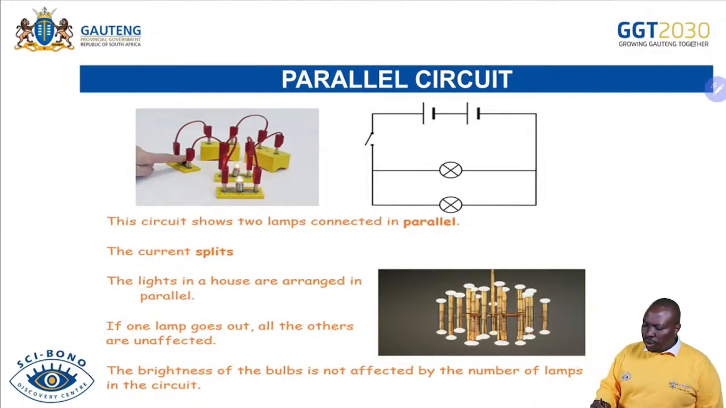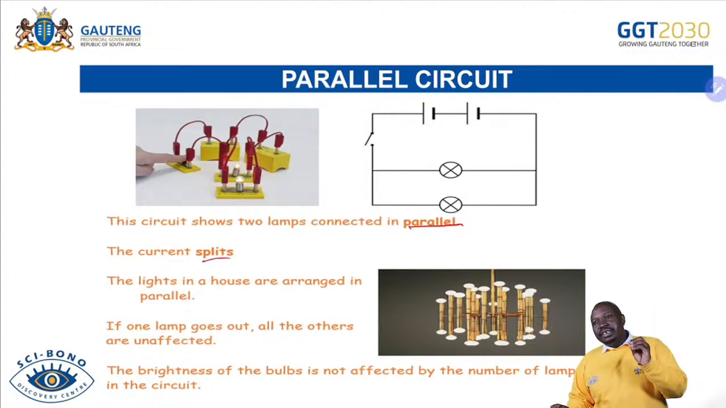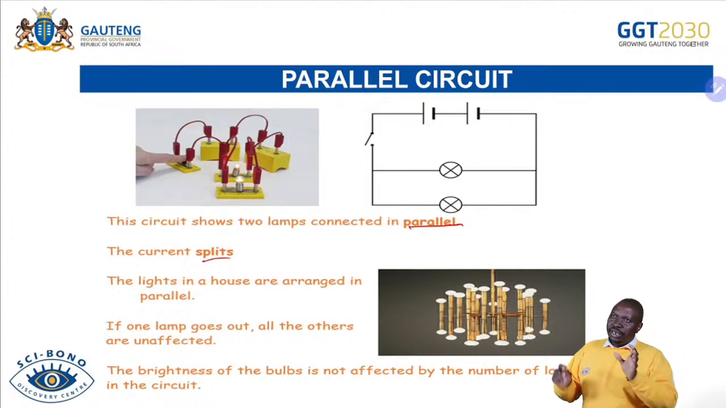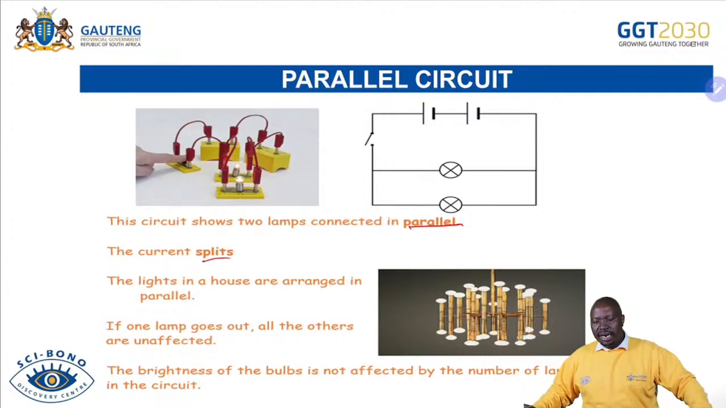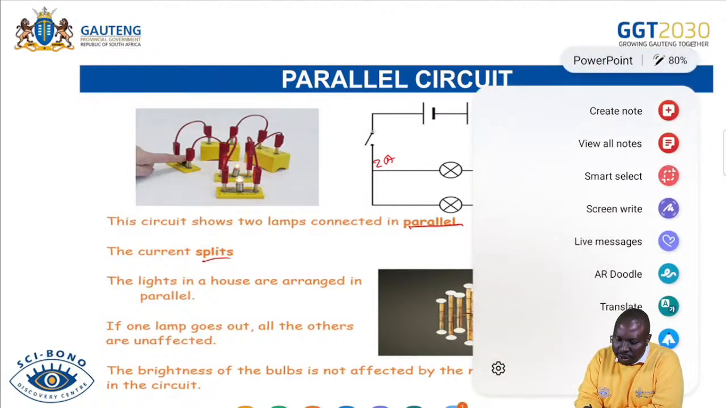This circuit shows 2 lamps connected in parallel. So these ones are connected in parallel. And we're saying when it's in parallel, the current will split. Remember what I said there? I said in series combination, I showed you the 2 amperes to say if the total current is 2 amperes, each resistor will receive that current of 2 amperes. But in this case, let's say, for example, we have identical light bulbs there. We have 2 amperes as our current that is flowing in this, provided the switch is closed.